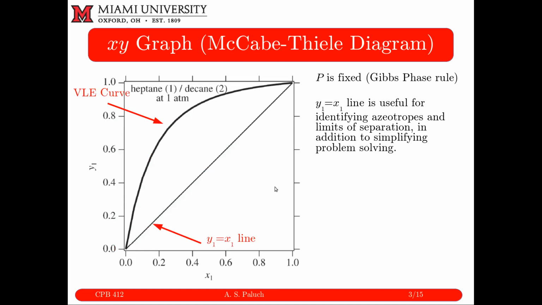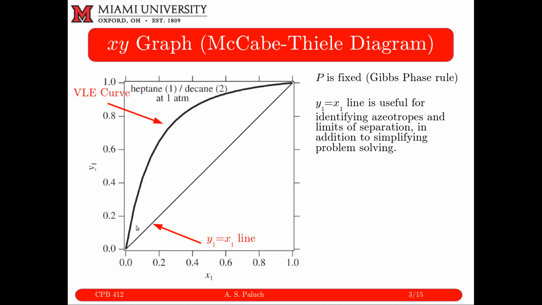Things to keep in mind: in our TXY, pressure is constant, and we plotted temperature versus composition. In a McCabe-Thiele diagram, pressure is still constant. Remember, we're taking this data from a TXY phase diagram. So what's important to remember is, pressure is fixed, temperature is not constant in this diagram. What we've done is take all of our possible YX pairs from my TXY and plot them here as a loci of equilibrium points.